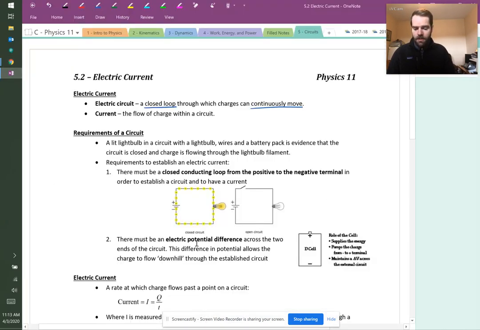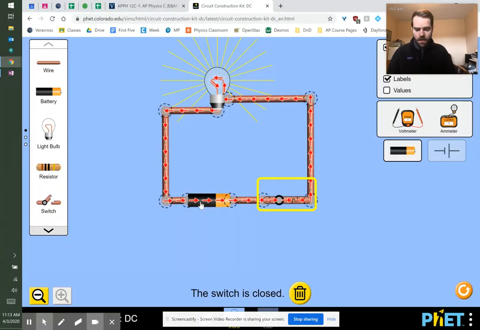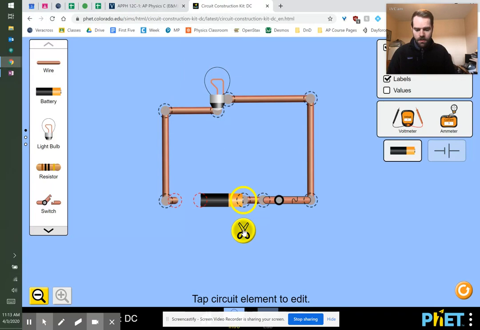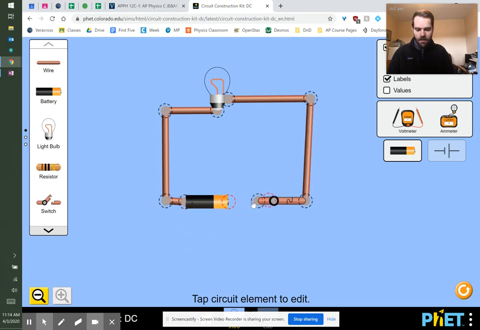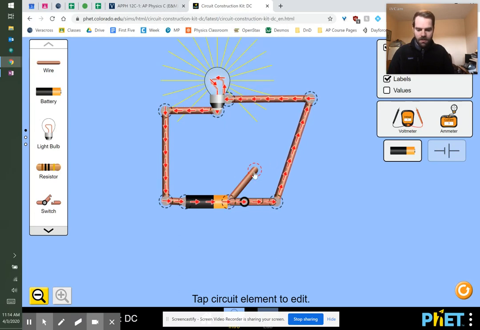Now, the other requirement is there has to be an electric potential difference across the two ends of the circuit. This means that if I take this battery out, and just connect our wires together, we have a closed loop, but there is no potential difference. There is nothing supplying any energy to our circuit that would allow charges to flow. And so having something like a battery, sticking that back into the circuit, I'm sorry, it's a little messed up, but it still works. Having that battery in the circuit provides that potential difference, giving charges energy.